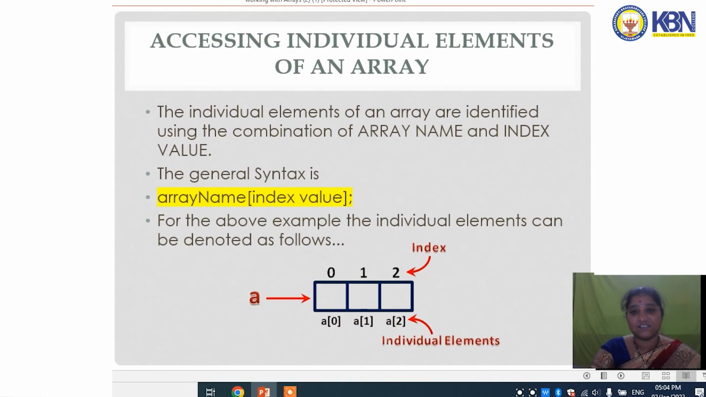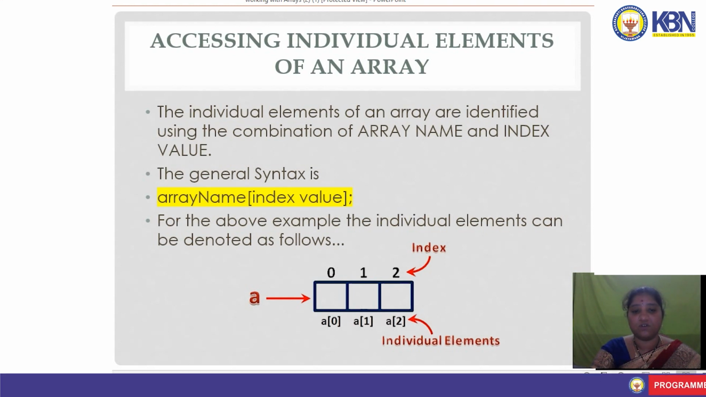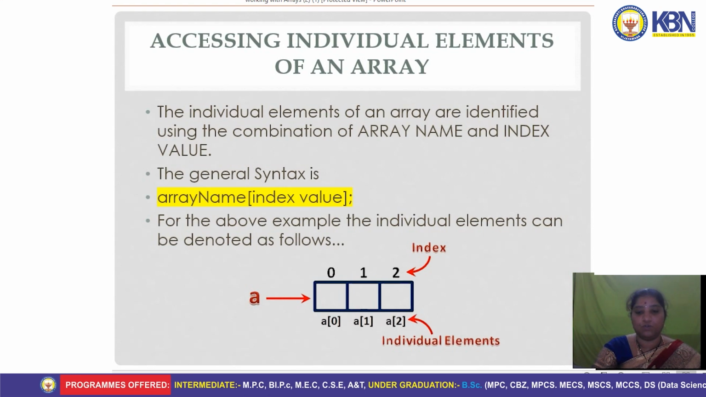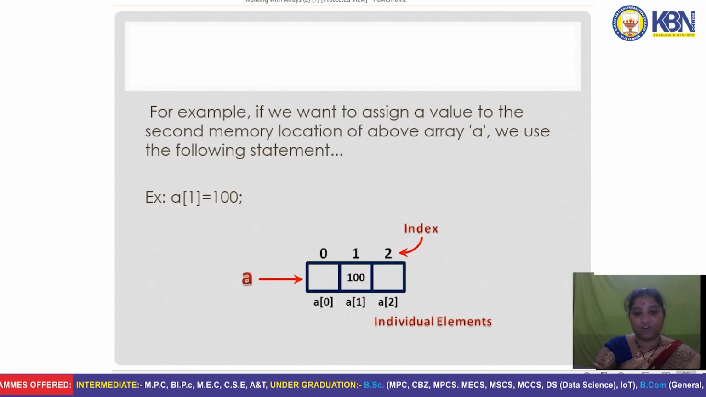Here is how to access the individual elements of an array. Previously we said the array size is 3, so the indices are 0, 1 and 2: 0 gives a of 0, 1 gives a of 1, and 2 gives a of 2. Those are the individual values of the array. So a of 0, a of 1, a of 2 is the array name with index values. The general syntax is array name, index value. So the elements are denoted as follows.